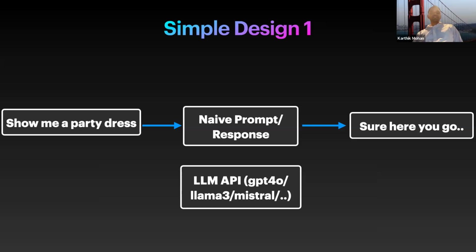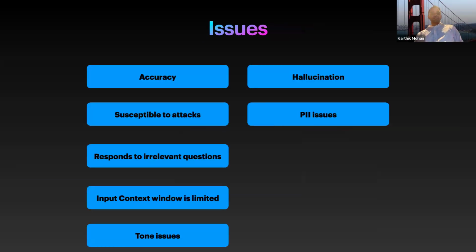But there are some issues with this. You can do chain of thought, you can do few shot, all the things that we looked at in the in-class exercise today, you can incorporate that, but there's still a problem, right? So these are a bunch of things that can go wrong. One is accuracy. You might be accurate, you may not be accurate, right? You have to benchmark to know if that's the case.